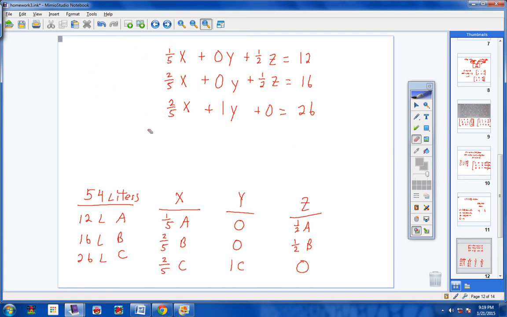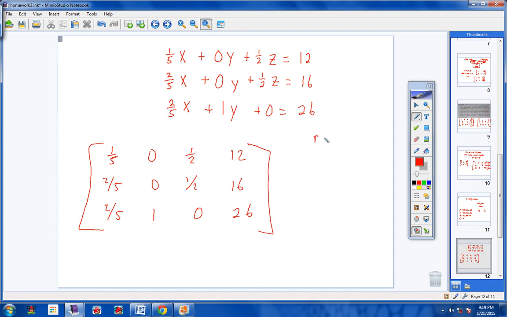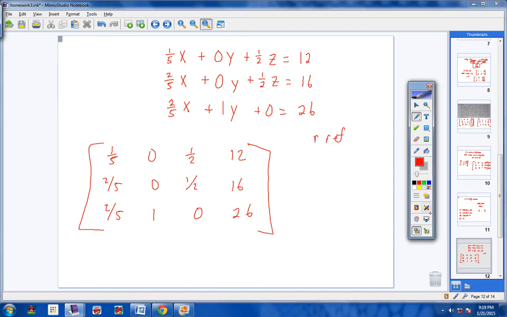Alright, now, because I have all these fractions and all this, I'm going to use matrices. And so I'm going to very quickly type this into my calculator like this. And I'll have 1/5, 0, 1/2, 12, 2/5, 0, 1/2, 16, 2/5, 1, 0, 26. Alright, so quickly type that into your calculator and then do the RREF button.